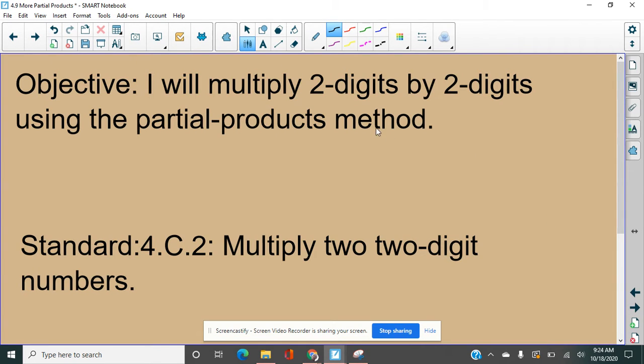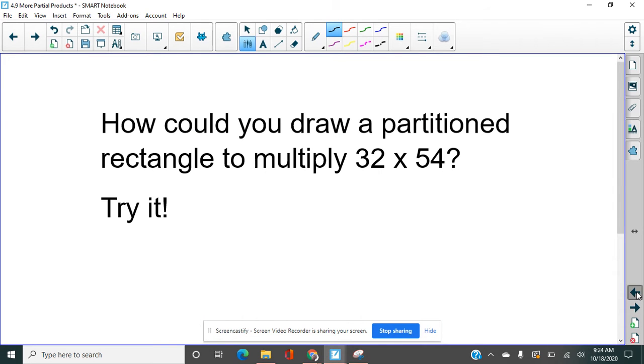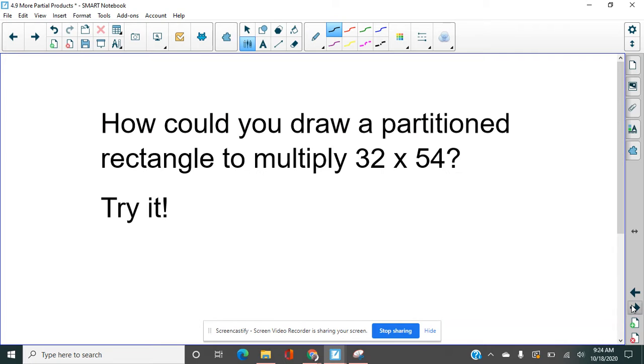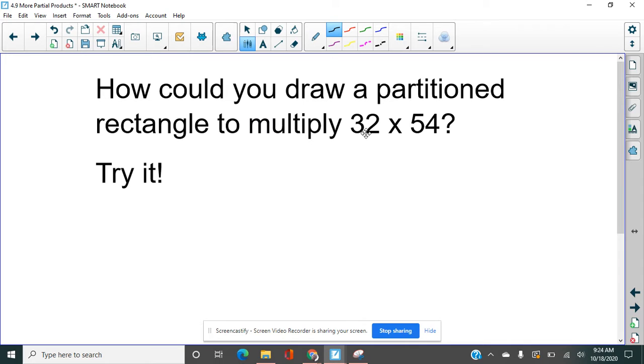Today, we are going to multiply two-digit numbers times two-digit numbers. And we're actually going to use the partitioned rectangle method as we move into partial products. That's why we're going to spend 2 days on this. But this is our ultimate goal by the end of tomorrow's class. So, how could you draw a partitioned rectangle if you had to multiply 32 times 54?